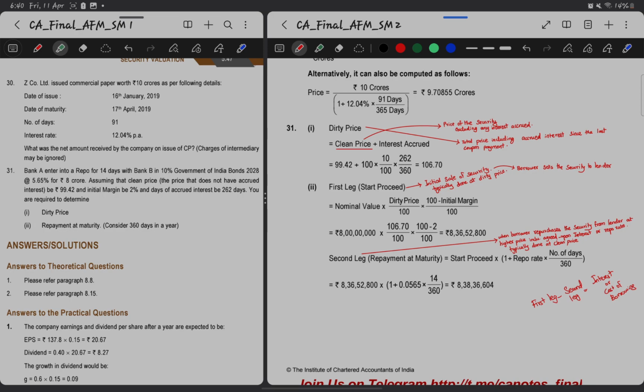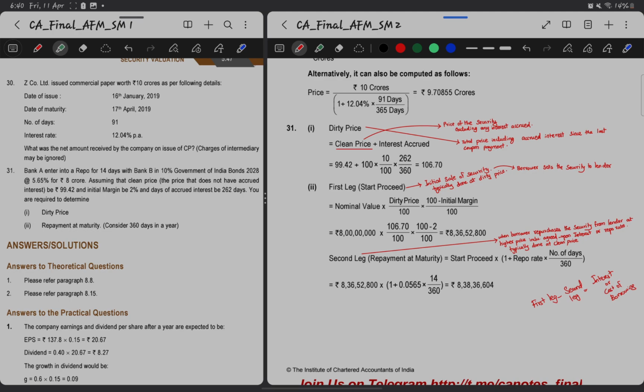Clean price will not include any interest accrued portion. It will have only the price of the security. So obviously dirty price will be equivalent to clean price plus interest accrued. In our case, they have given the clean price as 99.42. So to find out the dirty price, we'll add clean price plus the interest accrued.